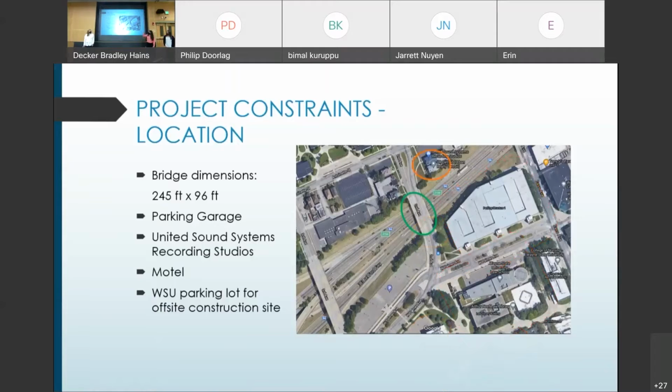Indicated by that orange circle, there is a recording studio. This is a historical site, so it cannot be disturbed by any construction. On the opposite side of that, there is a motel which also cannot be disturbed by any construction. So finally, it was decided to have the offsite construction area at the Wayne State University parking lot indicated by that yellow.